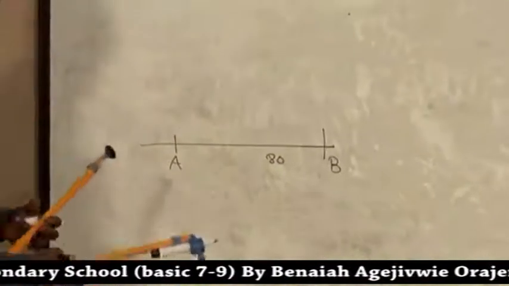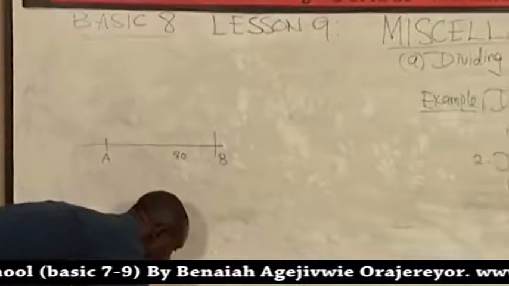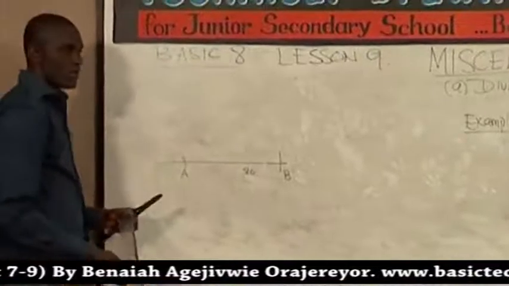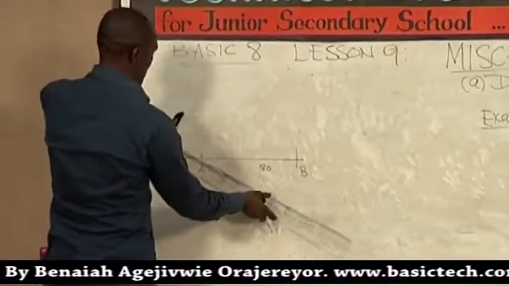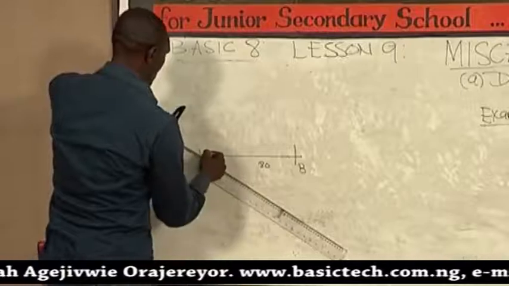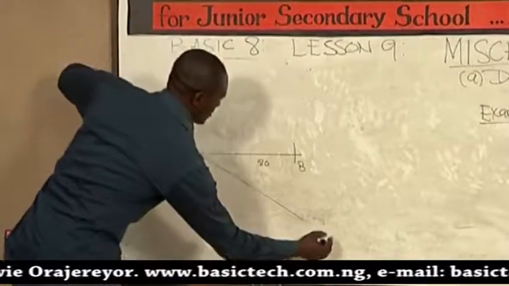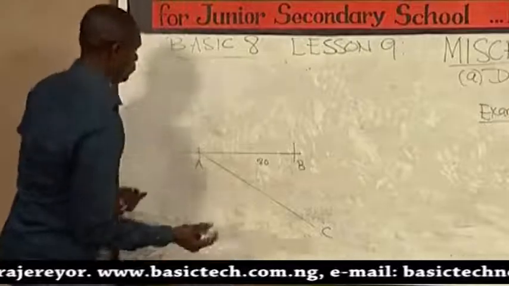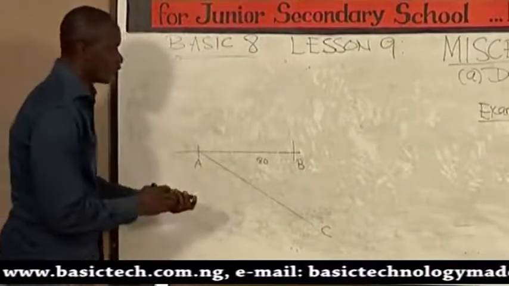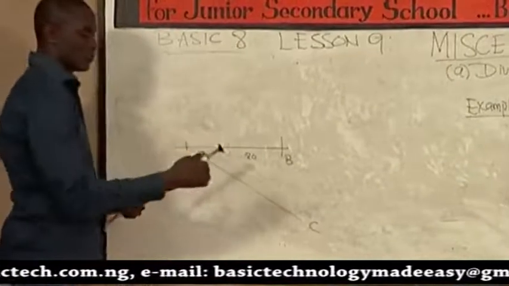Fine. Now, just as we did when we were constructing enlargement earlier, you go to A and draw a line at any convenient angle. Let us assume the line is like this. Call it AC. It is this AC you are now going to divide into 6, like this.